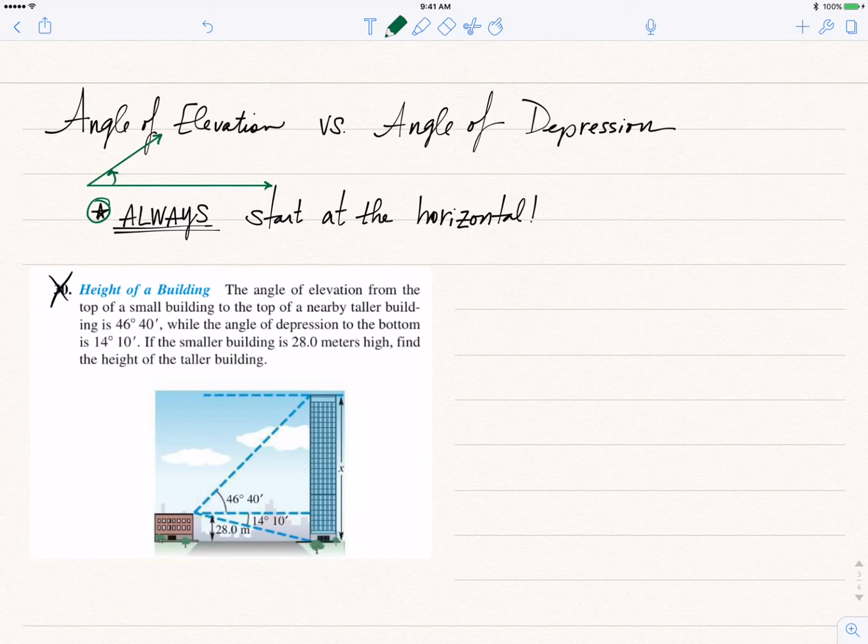The angle of depression will always begin at the horizontal, just like our angle in standard position, but it's going to go from there down, kind of like our negative angles do. But the difference is that in a story problem, in something that's real life, we don't have negative angles. It just shows direction.